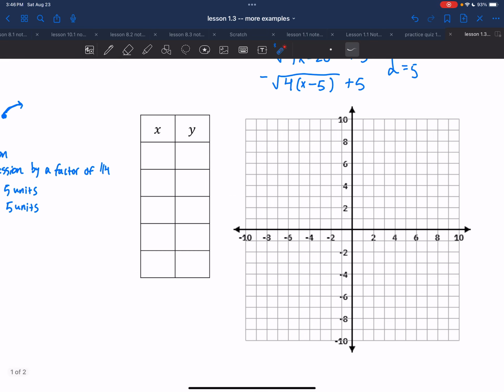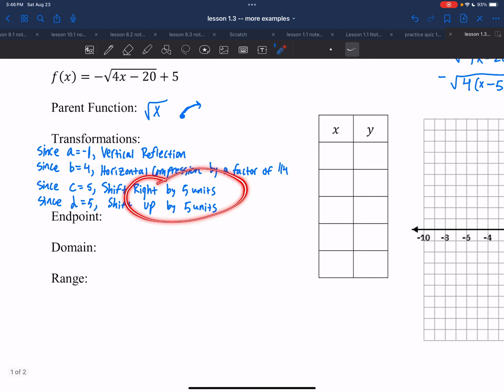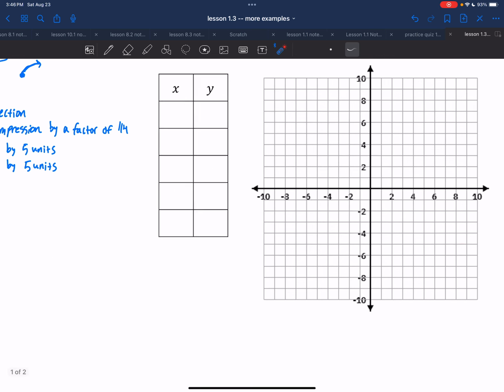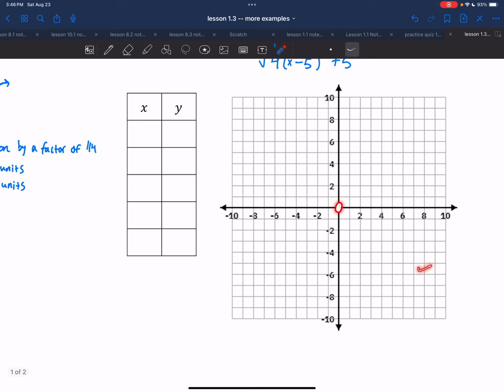So where are we moving it? We are moving it right 5, up 5. So this is going to move from 0, 0 to the right by 5, and up by 5, placing right here is where our new endpoint is going to be. So it's at 5, 5. That's our first ordered pair.